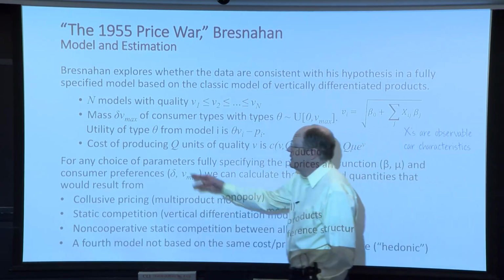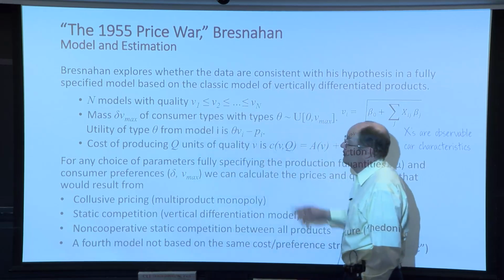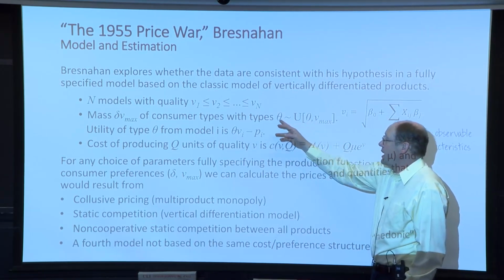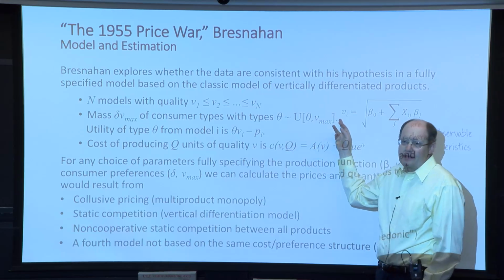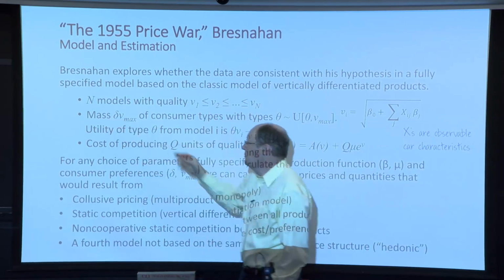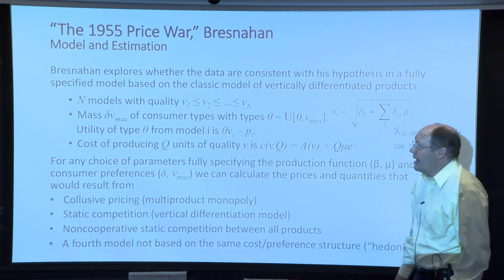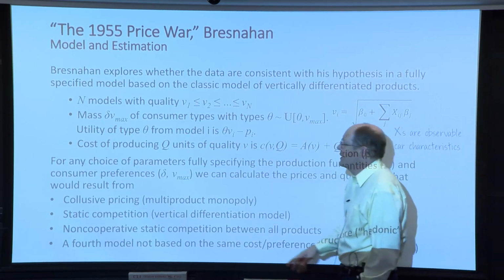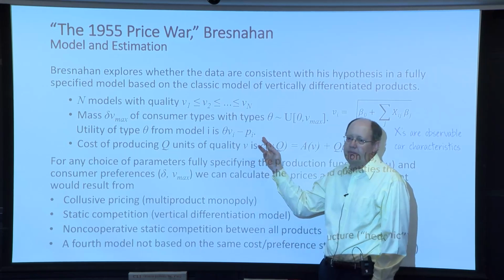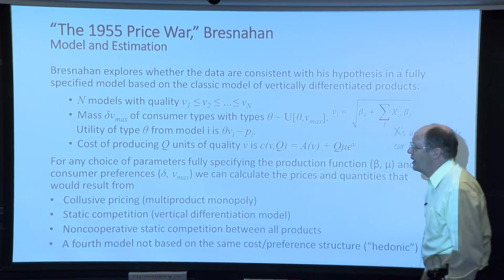He then assumes that, just like in the vertical differentiation model, there's a mass of consumers with types theta distributed uniform on some interval 0 to V max, and there's a density delta on that interval. And then he says that the utility of a type theta consumer from buying model i is going to be theta v_i minus p_i. So a pure vertical model.